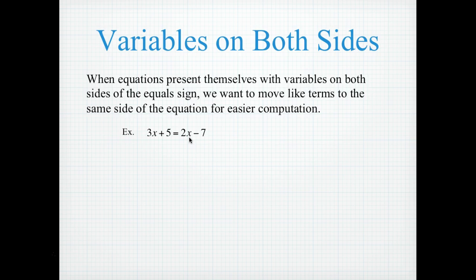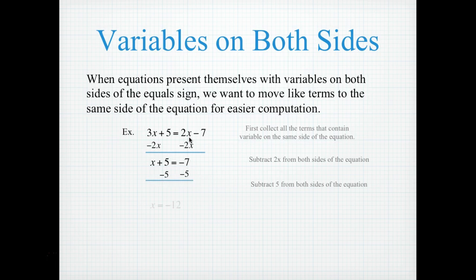So for our sake in this equation, we're going to subtract 2x from both sides of the equation. This moves the variable to the left side of the equation, and our new equivalent equation is x plus 5 equals negative 7. Now we can solve this equation by subtracting 5 from both sides, giving us an answer of x equals negative 12.